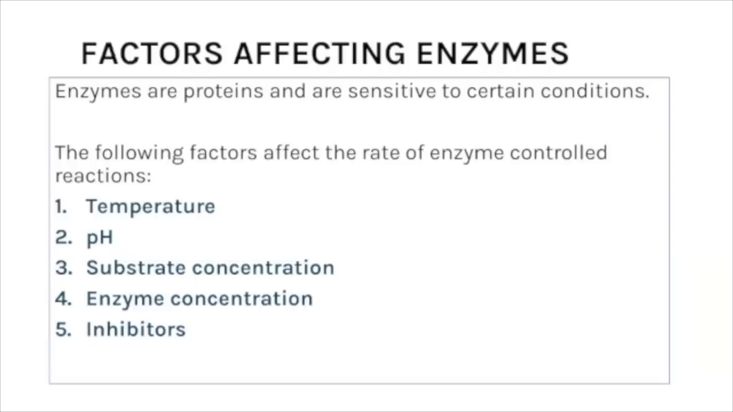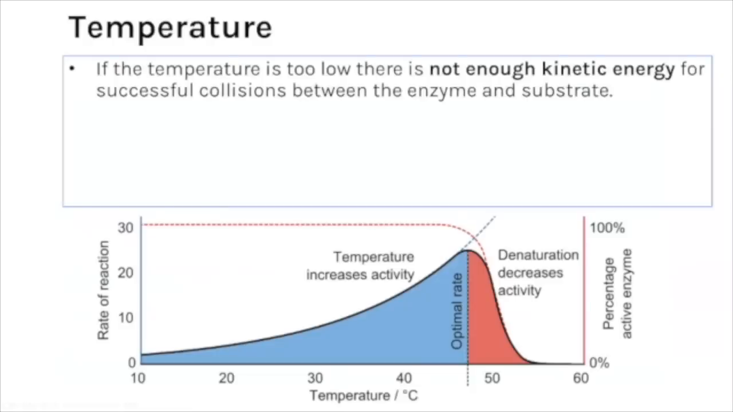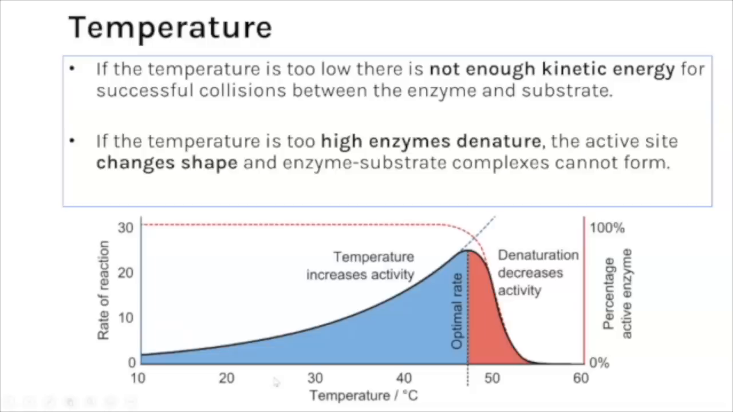There are 5 factors that you need to know that affect the rate of an enzyme-controlled reaction: temperature, pH, substrate concentration, enzyme concentration, and inhibitors. So let's have a look at each one. So for temperature, if there is a lower temperature, that would mean that the molecules, so the enzyme and the substrate, would have less kinetic energy. Therefore, they won't have as many successful collisions, and you'd have fewer enzyme-substrate complexes. That is why the rate is lower at colder temperatures.